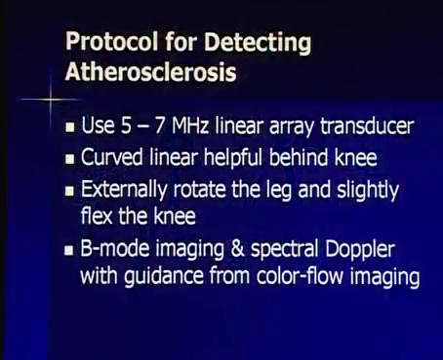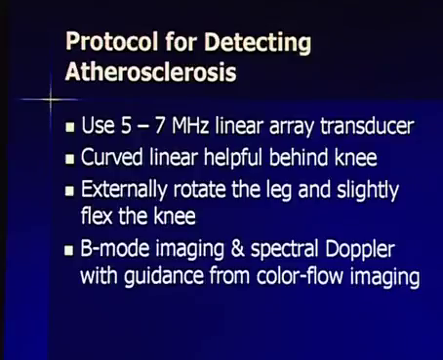When we do our arterial ultrasound, we may need to vary the frequency of the transducer for the examination. This is really going to be based on the body habitus of the patient. Usually we can use a 5 to 7 megahertz linear array transducer to complete our arterial evaluation. Some technologists or sonographers choose to use a curvilinear array when we're examining the vessels behind the knee.